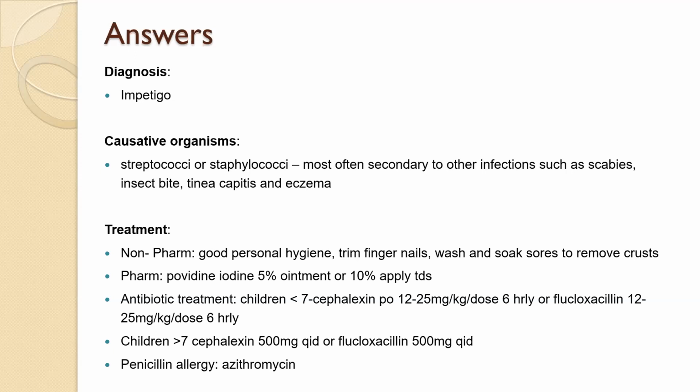Then antibiotic treatment in children of less than 7, you would use cefalexin, 12-25 milligrams per kg per dose, 6 hourly, or you can opt for flucloxacillin, just depends on what you have in stock, 12 to 25 milligrams per kg per dose, 6 hourly. And in children more than 7 and adults, you can use cefalexin 500 milligrams QID or flucloxacillin 500 milligrams QID. Then in penicillin allergies, you can use azithromycin.